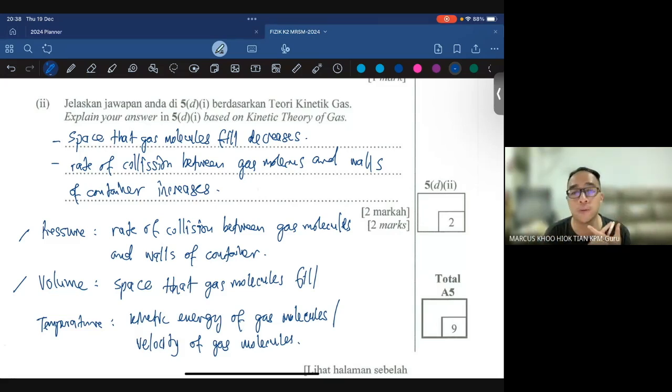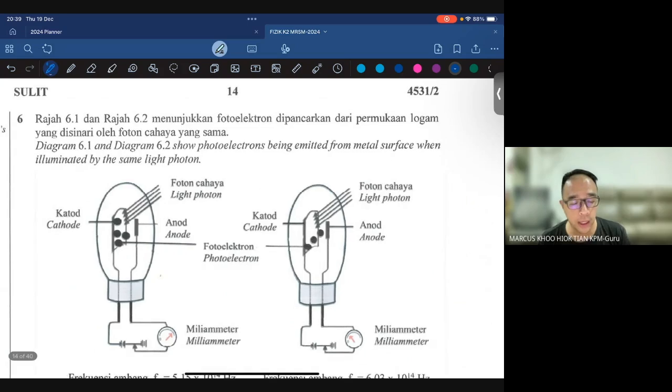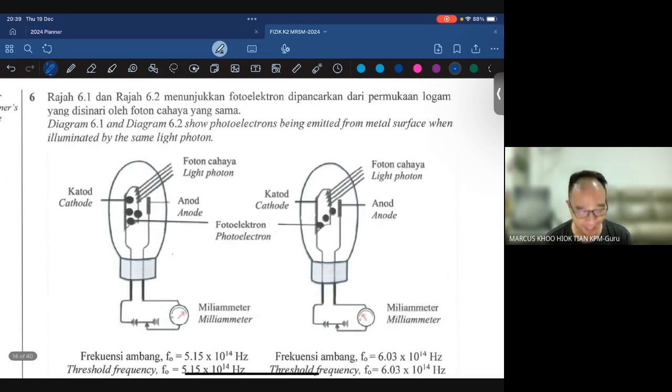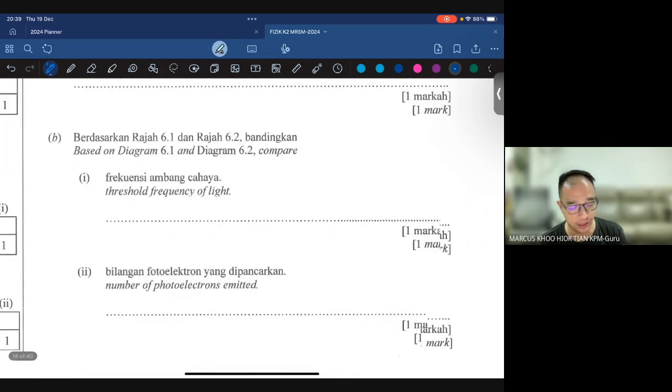If I talk about volume, I talk about this. If I talk about temperature, sorry, I talk about the kinetic energy. Okay, then you're good to go. So even if you cannot get it fully, if you get most of it, I think you can still get the mark.